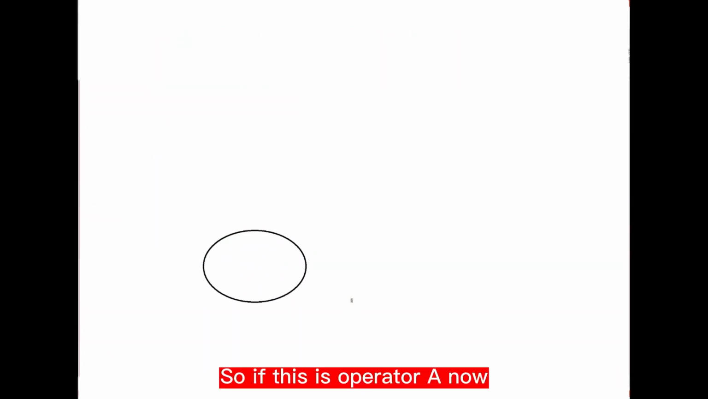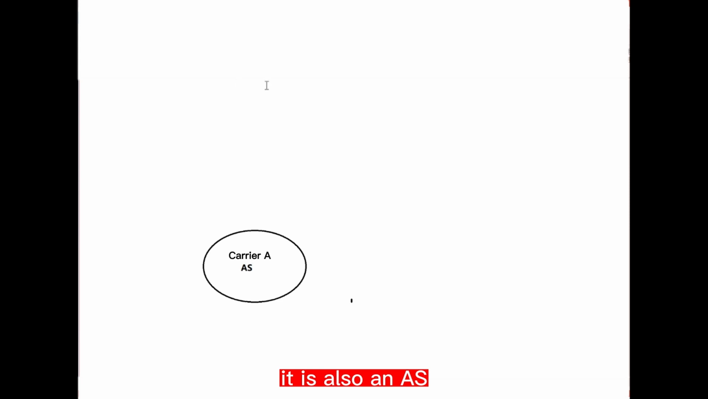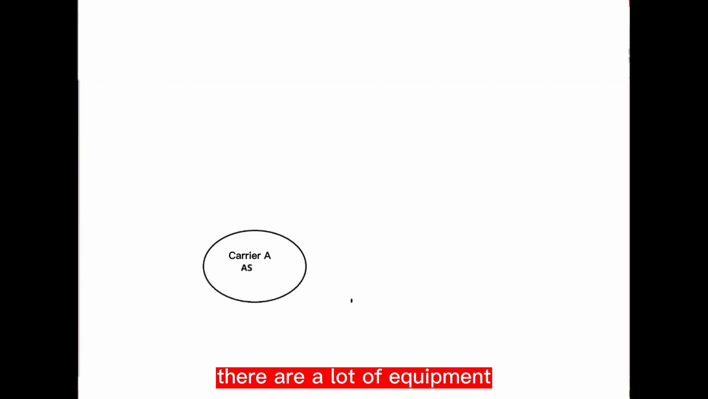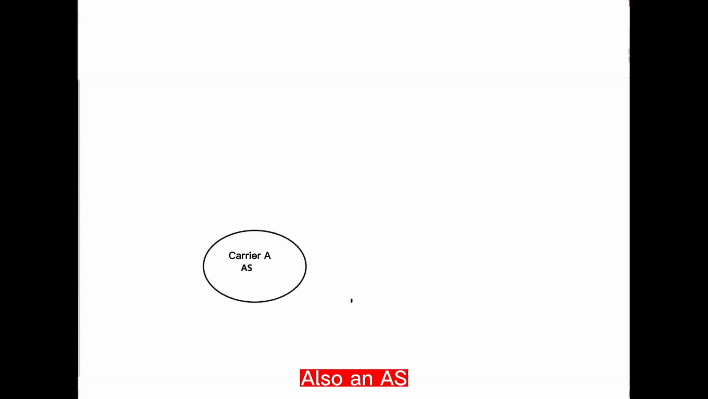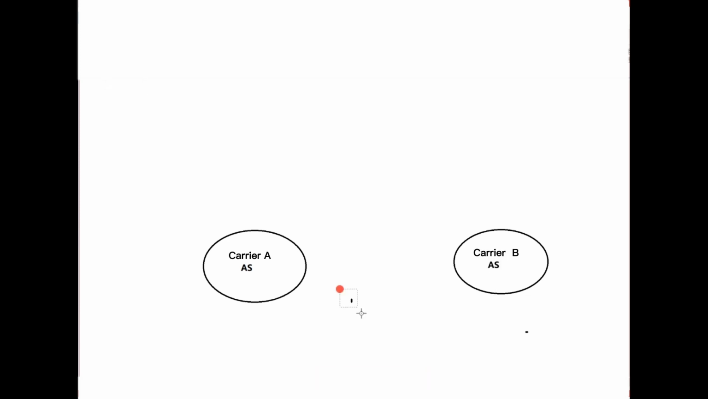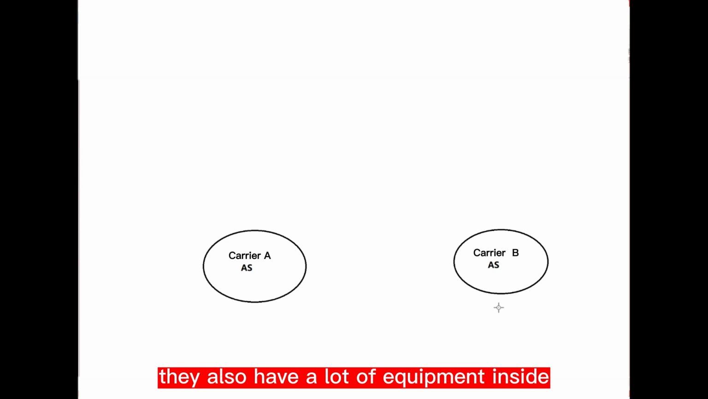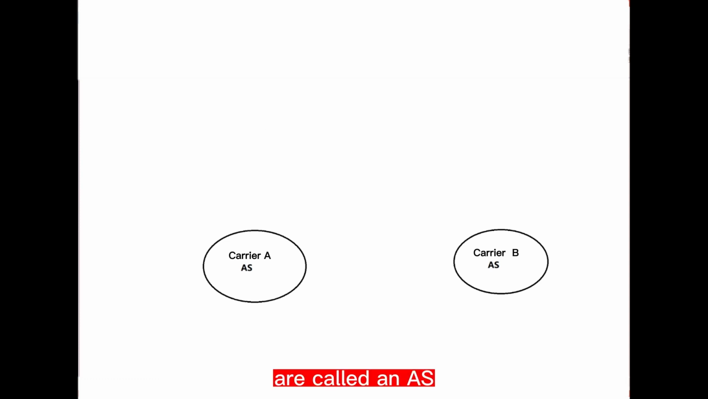So if this is operator A now, it is also an AS. Our devices need to be interconnected. There is a lot of equipment, various strategies, and various configurations. Then I will maintain the network of operator A, also an AS. Then the same, let's say this is carrier B's network. It is also an AS. They also have a lot of equipment inside, many configurations, and the network management involved is called an AS.